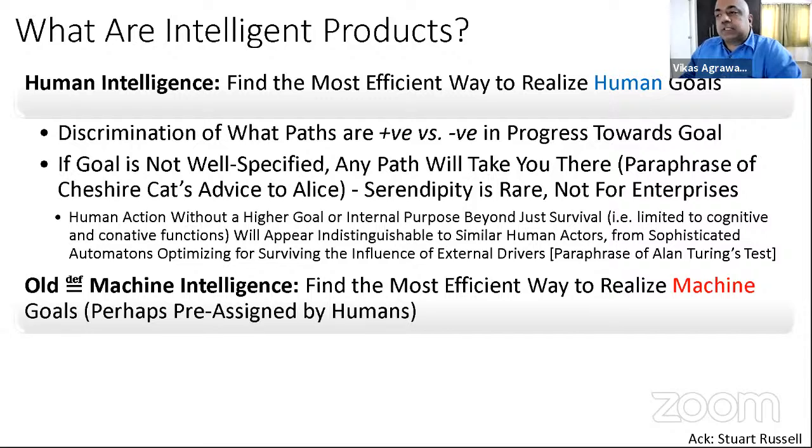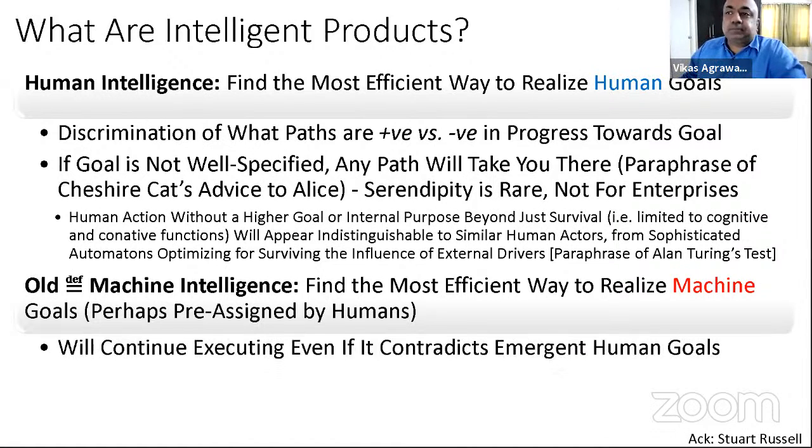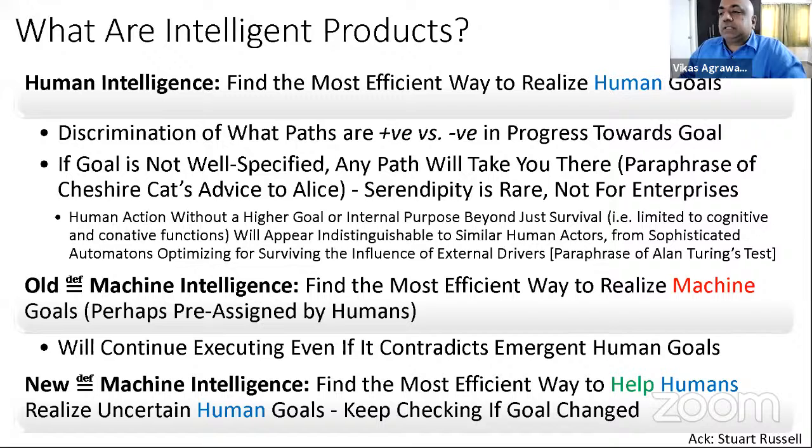Now, the old definition of machine intelligence that you will find in Stuart Russell and Peter Norvig's textbook, which many of us studied, is basically to find the most efficient way to realize machine goals, which could be pre-assigned by humans. And you continue executing even if you contradict emergent human goals, as in if you find out that there are some other goals, you just ignore it. The new definition for machine intelligence, for which I'll acknowledge Stuart Russell, is to find the most efficient way to help humans realize uncertain human goals or changing human goals. And you keep checking if the goal has changed. Now, what is the upshot of this? What does this fundamentally mean?